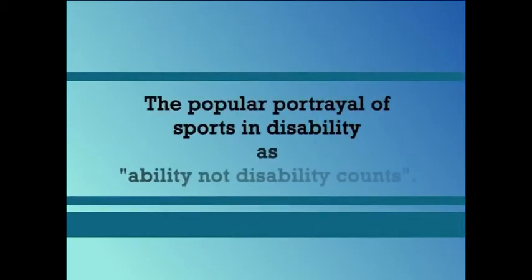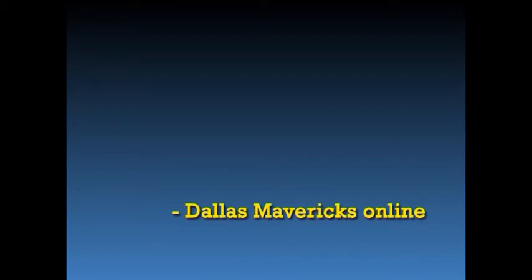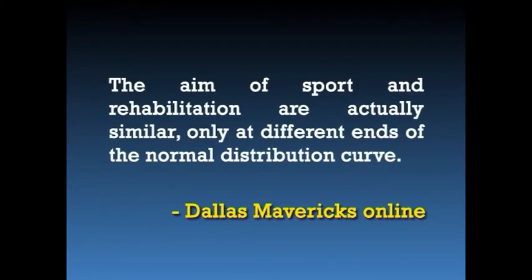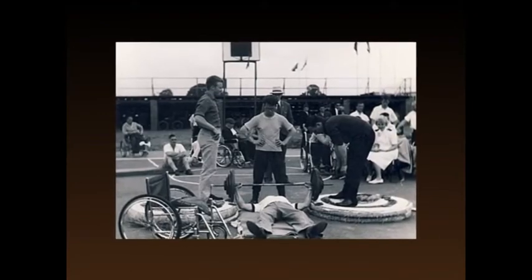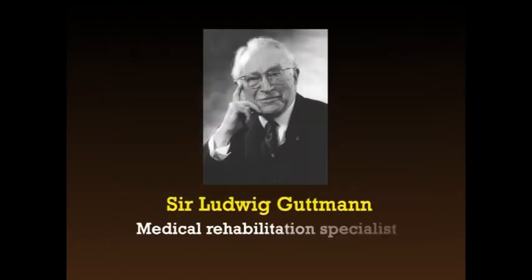The popular portrayal of sports in disability is that ability, not disability, counts. It is suggested that the aims of sport and rehabilitation are actually similar, only at different ends of the normal distribution curve. Thus, the methods of training, increasing motivation, and social conduct in sports may be of particular relevance to rehabilitation efforts and structures.